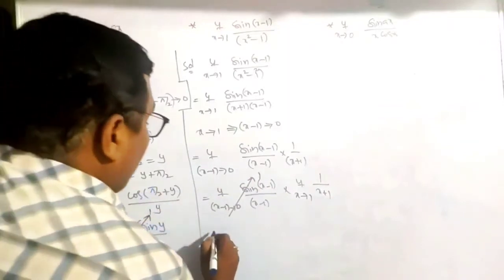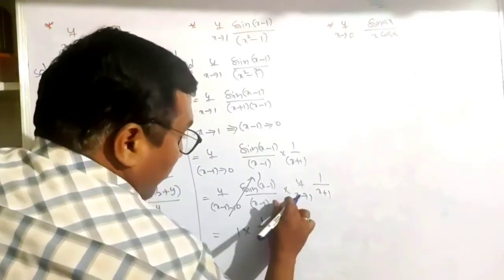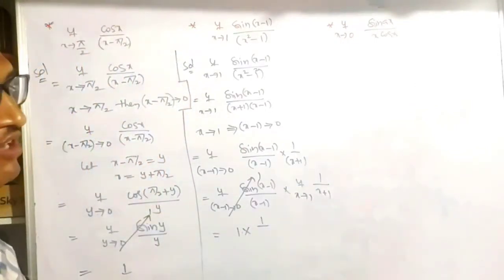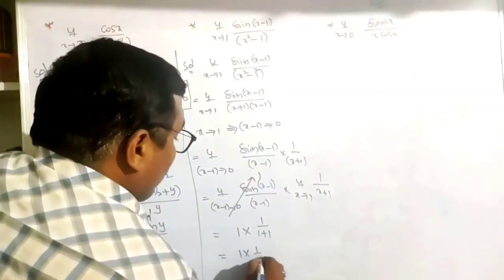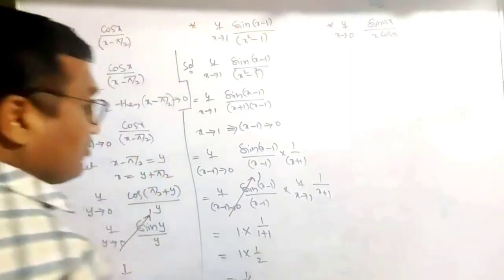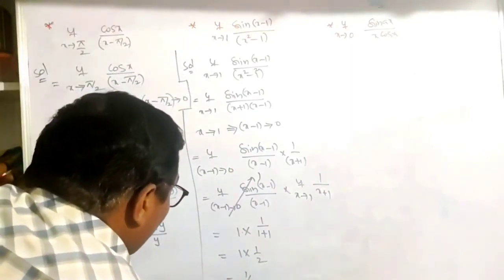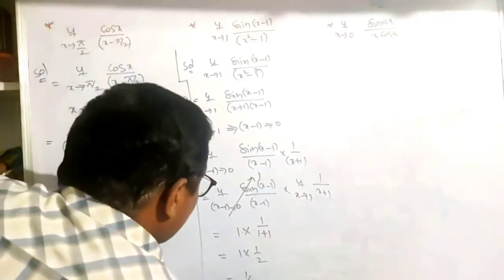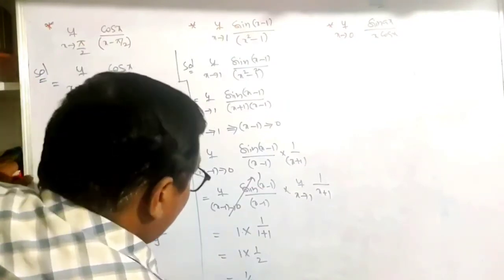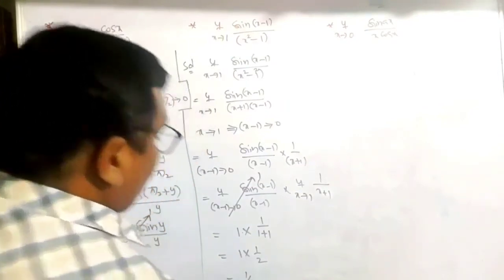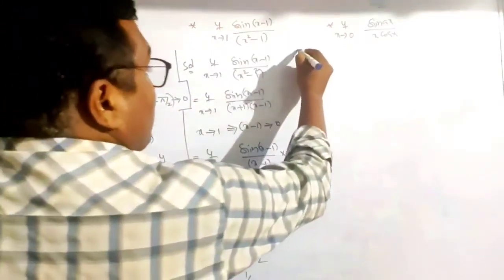What we get now is 1 into 1 by, apply the limit here, which means write 1 in place of x. Therefore 1 plus 1 becomes 1 into 1 by 2, which becomes 1 by 2. Therefore the limit as x tends to 1 of (sin x minus 1) by (x square minus 1) is equal to 1. Let's write the conclusion.